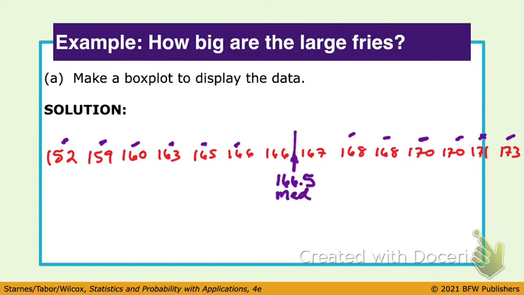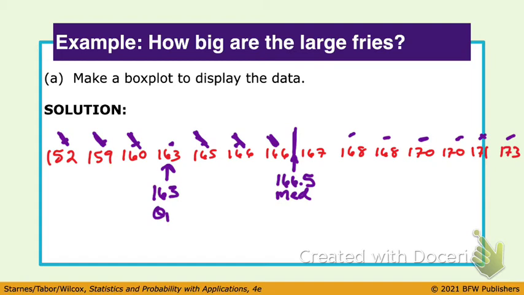Okay. I've now cut my data into half. Half on one side, half on the other. So now I'm going to find the median of the lower half. That's going to be my Q1. So let's find the median of our lower half. 163. So that's Q1. So 163 is Q1.